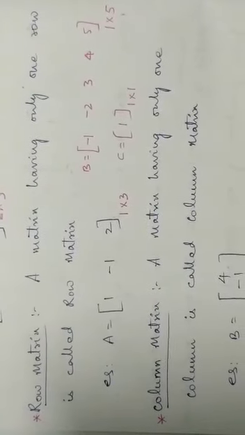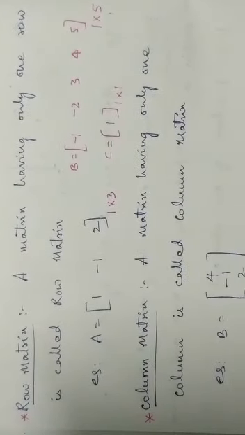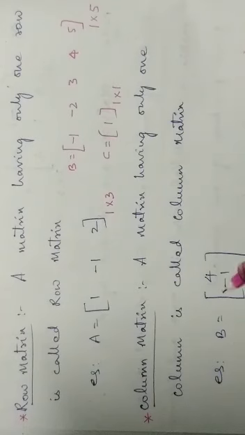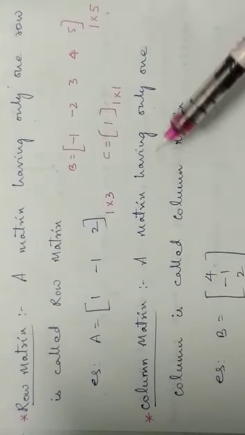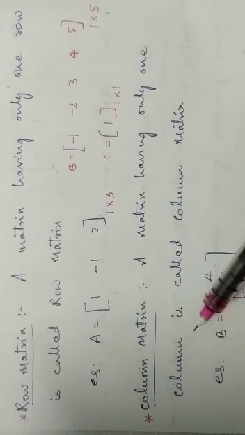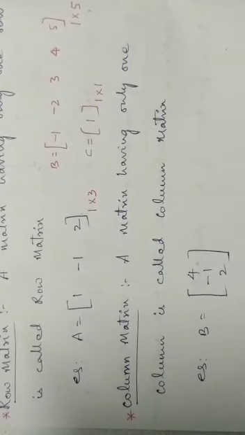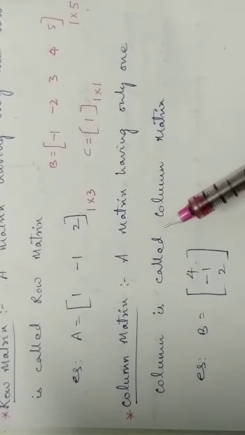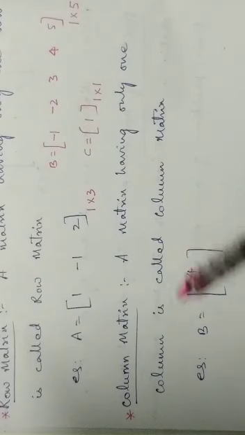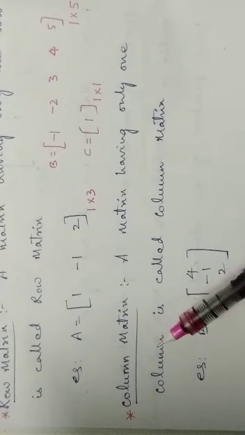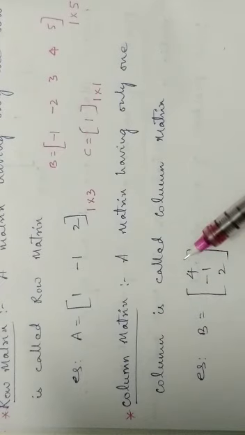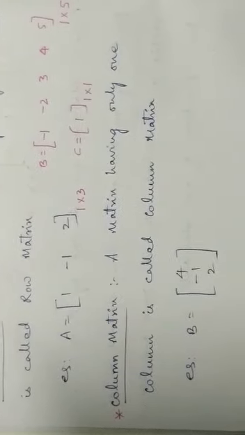Column matrix. Now we can easily say the definition of column matrix as of the row matrix. A matrix having only 1 column is called column matrix. There is no restriction on number of rows here, because this is a column matrix, it must contain only one column. There is no restriction on rows.